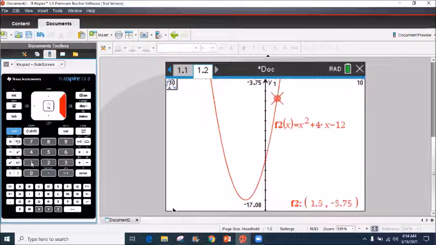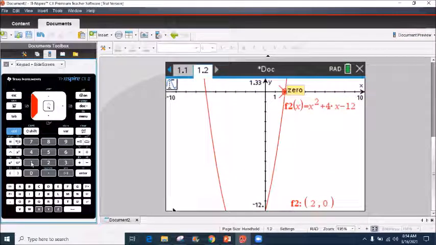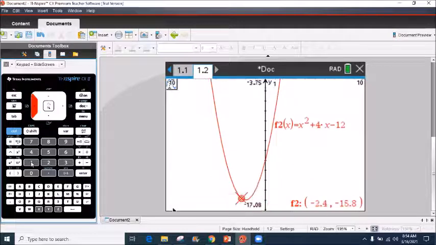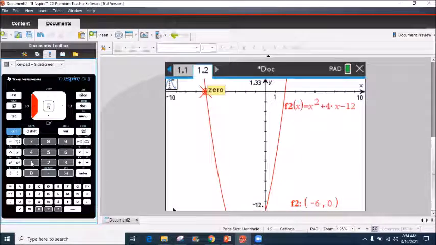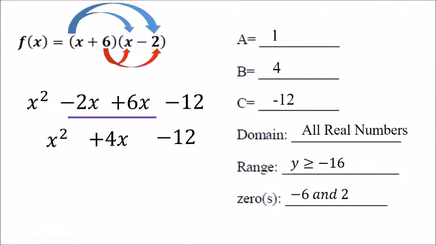As for my zeros, I have one 0 here at +2, and my other 0 is here at -6. So my final answer is: domain is all real numbers, range is y is greater than or equal to -16, and my zeros are -6 and +2. Take a look at your zeros and your original factored form and notice the difference between x plus 6 and x minus 2 and your zeros of -6 and +2.